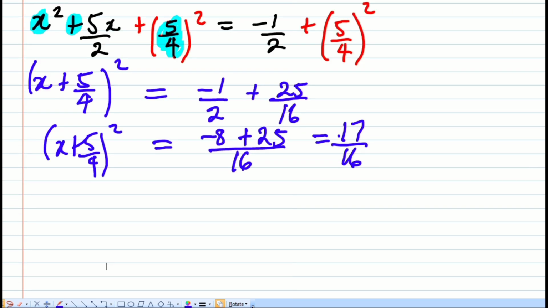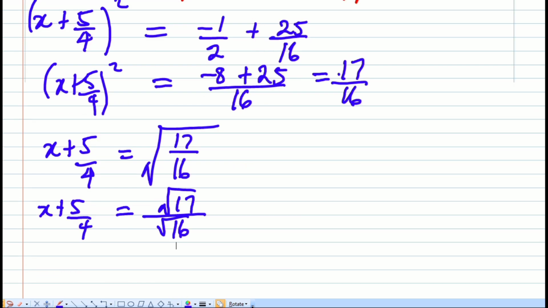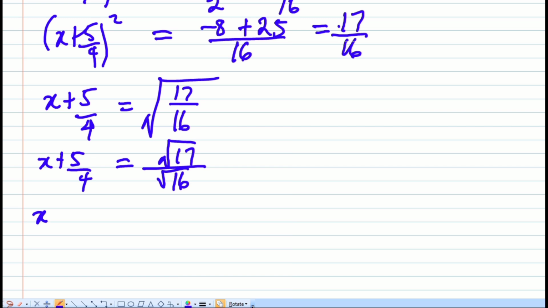So all we need to do now is to eliminate this square, right? And you know that to eliminate a square, we just have to take the square root. So let's take the square root of both sides. We'll now have x plus 5 over 4 is equal to the square root of 17 over 16. Seeing that 17 is not a perfect square, we can just apply the law of surds by distributing the square root to the numerator and the denominator. So we now have x plus 5 over 4 is equal to square root of 17 over, since the square root of 16 is 4.